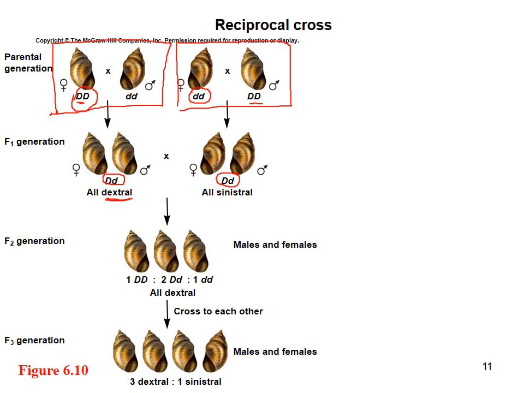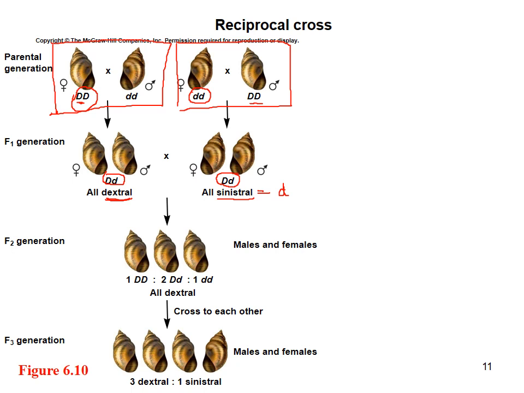Now read the sentence below right here. It says all offspring is sinistral. But wait a minute, sinistral is the recessive trait. That's when you have the lowercase d. But we have a capital D, we have a dominant D. So why are we ignoring the dominant gene?